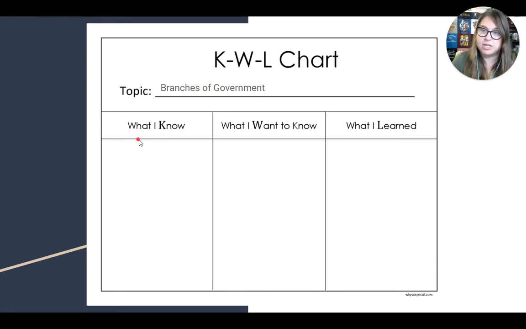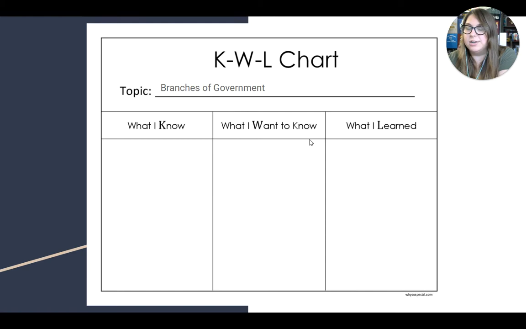And if you don't have anything to put in that column, that's okay, because we all have to start from somewhere. So it is okay if you don't have anything in the what I know column. After you fill out what you know column, we're going to move to the what I want to know. So these are the questions that you have about the branches of government. Maybe things like, what does it mean? What do I want to learn? How can I apply it?